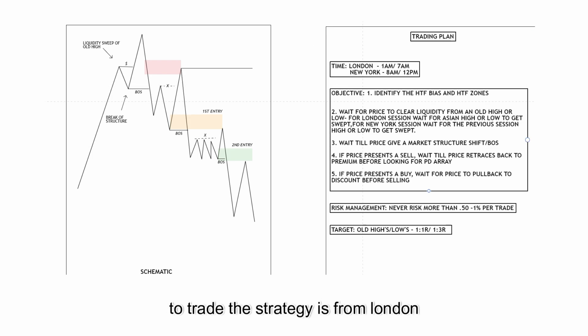Best times to trade this strategy are the London session from 1 a.m. to 7 a.m., and then for the New York session, from 8 a.m. to 12 p.m. This is the time right here. The time is very critical because this is where the most volatility and the most movement will be in the market. So always be aware of the time.